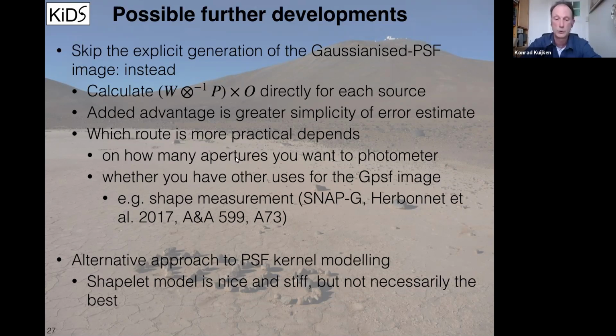But if you want to do many apertures, you have to calculate this thing every time, and it might no longer be efficient. And you might have other uses for this Gaussianized point spread function image. For example, for shape measurements, you can do something.